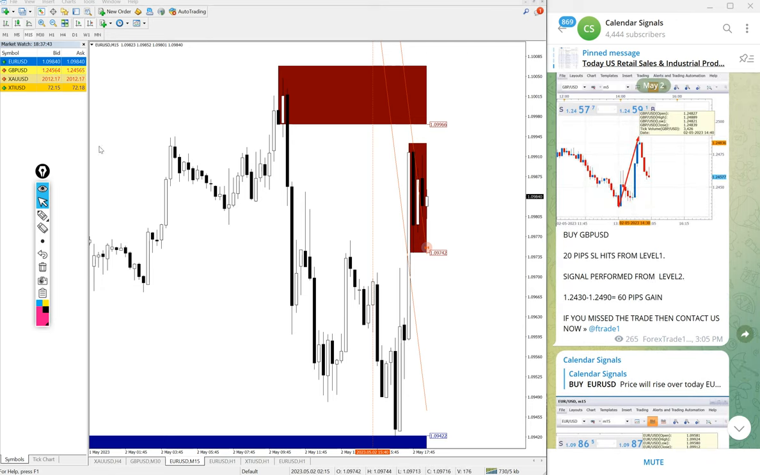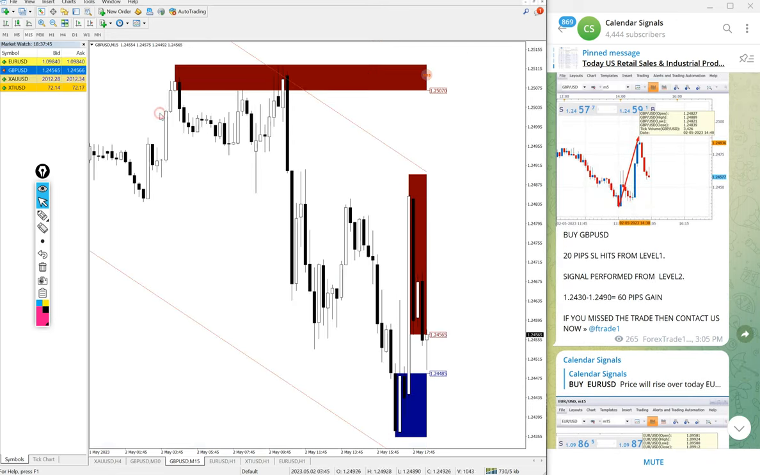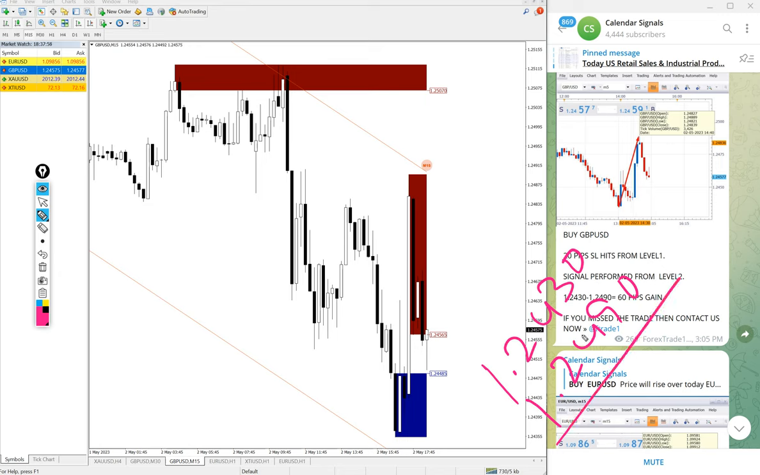And GBPUSD also performed from our second level. First level SL hit, and from second level it performed. Entry from 1.2430 and high traded 1.2490, 60 pips gain on buy GBPUSD.